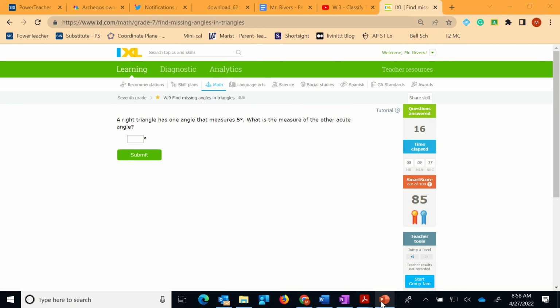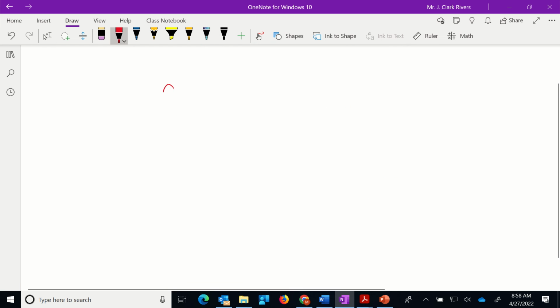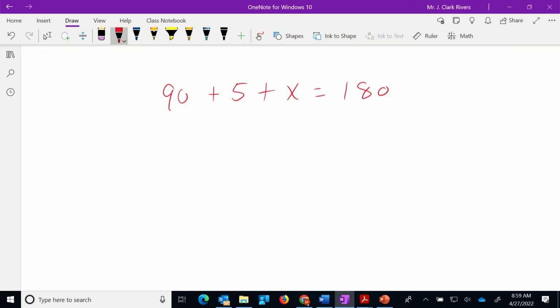So here's two ways to do this one. So you could say, well, 90, because that's one of the angles, plus 5 plus the unknown equals 180. And then you can solve for x, right? That's going to be 95 plus x equals 180, which means x has to equal, that's going to be what, 85?